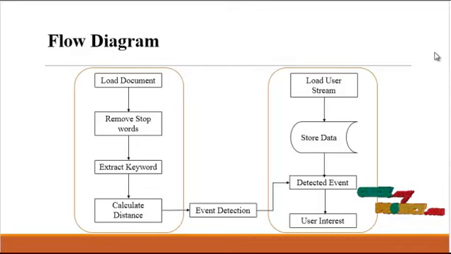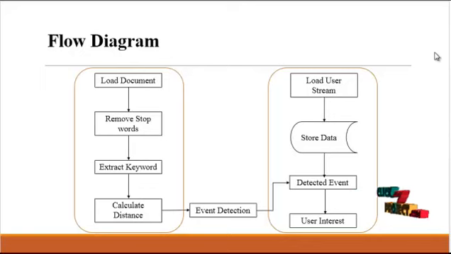So first, in our process of user interest discovery and event detection, we are using the Twitter dataset. Here first we are loading the dataset as a document dataset. A document is nothing but reviews about some specific event, gathered and stored in each document, and that will be loaded for the process.